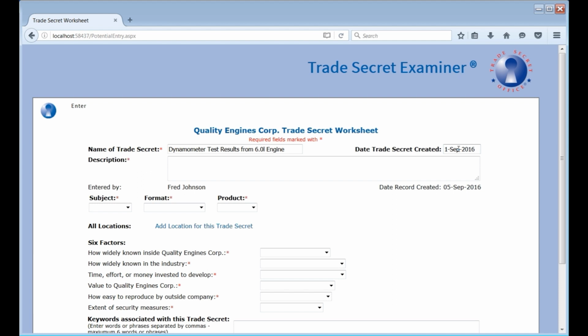Now I've entered an exact date here, but you may not know the exact date that your trade secret was created, particularly if you're documenting trade secrets that were created a while back. So this field can accept any sort of text. You can put in there the first quarter of 2015. You can put in there just the year, 2013. You can say before 2010. So you don't have to specify an exact date here. The idea is to get the best date you can and enter that, and you can do that in whatever sort of text string you'd like.